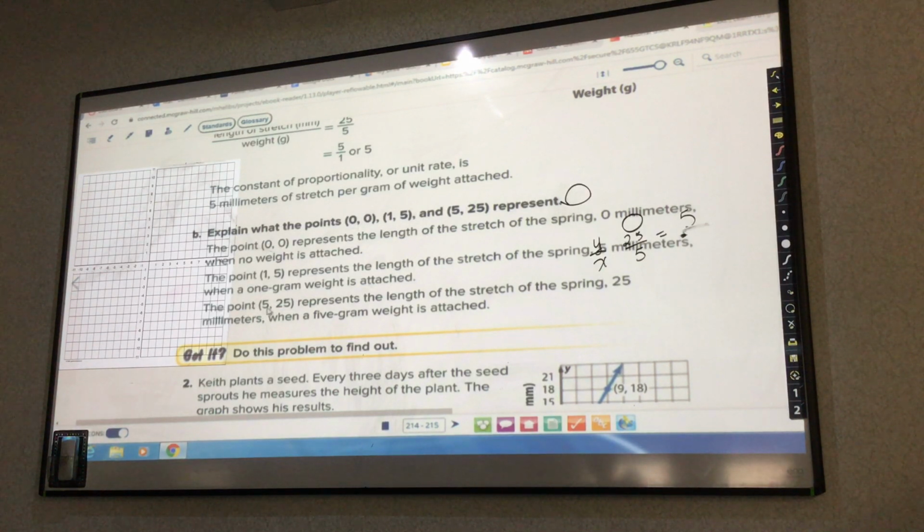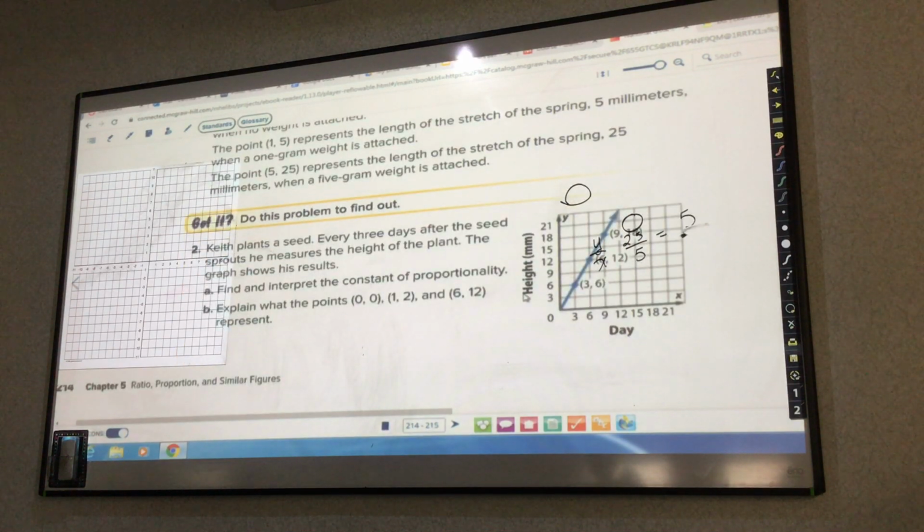So it says the point (5, 25) represents the length of the stretch of the spring, 25 millimeters when 5 grams weight is attached. I don't care if you flip those around. You can say when 5 grams weight is attached, it stretches 25. It doesn't matter to me. All right, so let's look at this example.